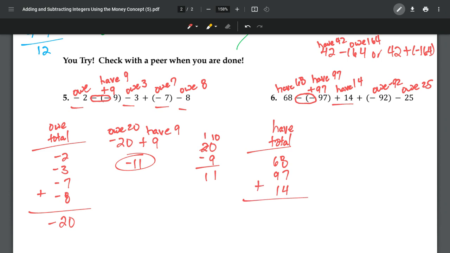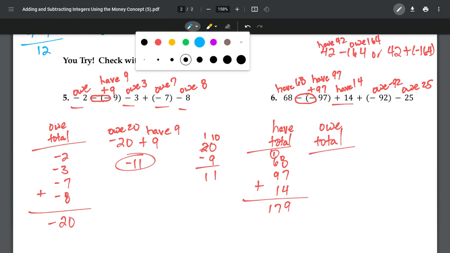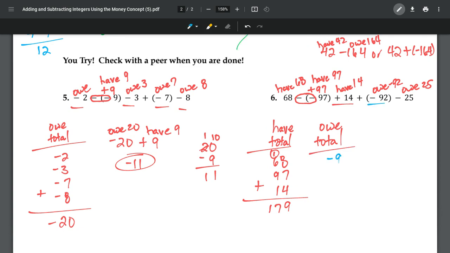That's 15 plus 4, which is 19. Carry the 1. 1 plus 6 is 7. 7 plus 10 is 17. 17 plus 1 is 18. Wait, let me recompute: $179 total. But what do you owe me total? Let's see. You owe me 92. And you owe me 25. So let's see what you owe me in all. 7, 11. You owe me 117.